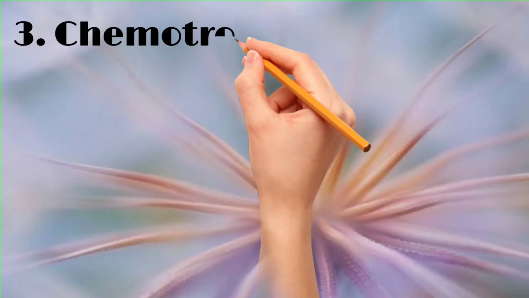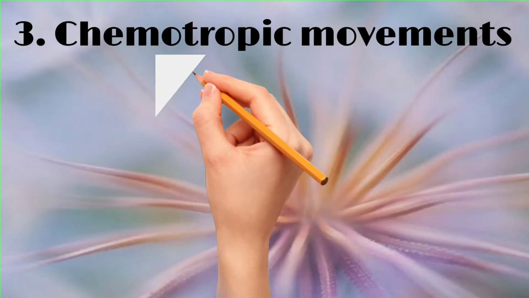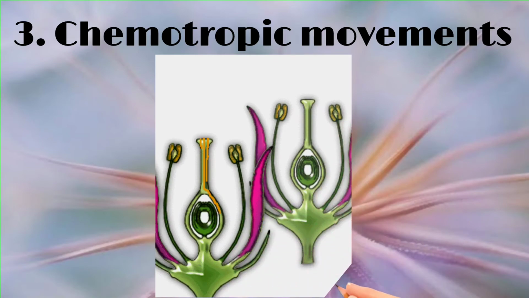Third type is chemotropic movements. In these movements, plant parts move in response to some chemical. For example, pollen tube during the germination moves towards the ovule only. So this is an example of chemotropic movement.